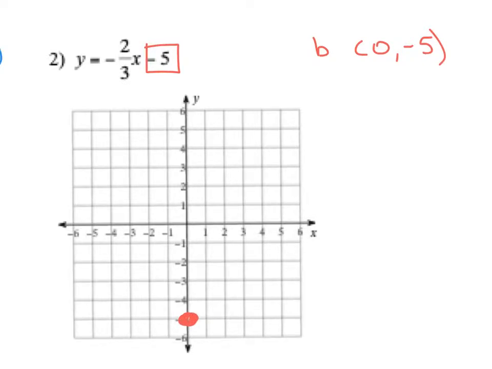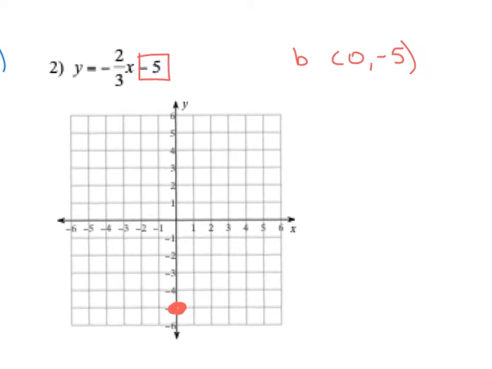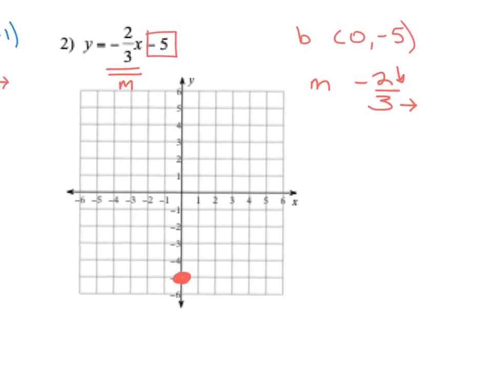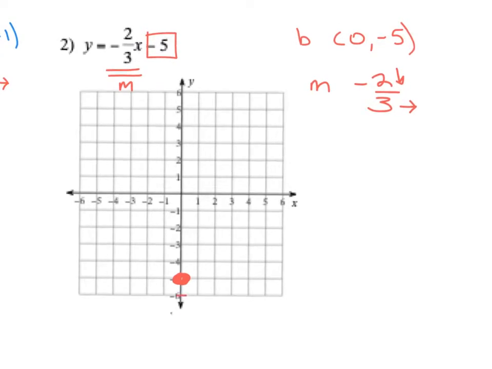Now my slope is -2/3. My slope is my number in front of my x, so my slope is -2/3. So I'm going to go down 2 and right 3. Notice that I go down and right if it's a negative slope, up and right if it's positive. Now, if I were to go down 2, right 3, I would end up off my graph, which I really want to have all my points on my graph.